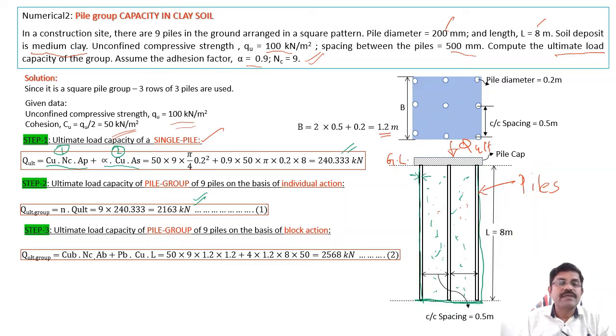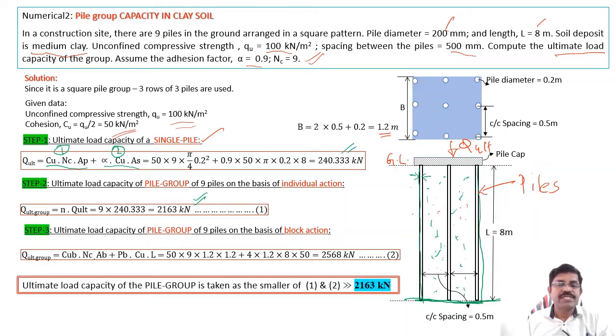Cohesion, that is the undrained cohesion at the base, and NC is the value which is given there, and the area of cross section at the base. And the next one is the perimeter of the block in this fashion. Okay, so 4 times 1.2 is the perimeter, and 8 is the length of the pile, and CU is 50. So this can be calculated.